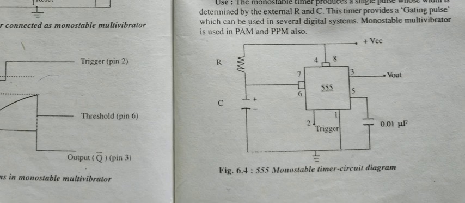Now the use of monostable multivibrator. It produces a single pulse whose width is determined by R and C. It is also called the gating pulse in several digital circuits. Monostable multivibrator is used in PAM and PPM also. So here pins number 4 and 8 are shorted, and pins number 6 and 7 are shorted. The reason you have to remember is that there is a different connection for monostable multivibrator and a different connection for astable multivibrator.